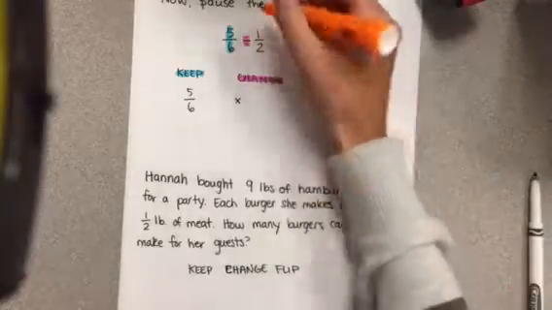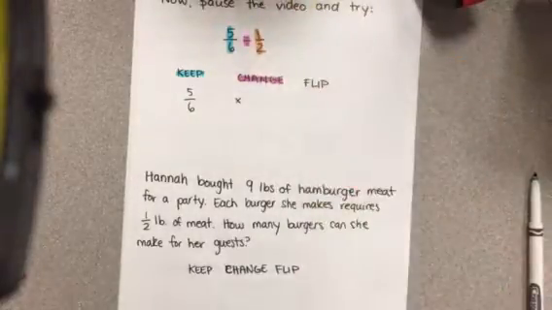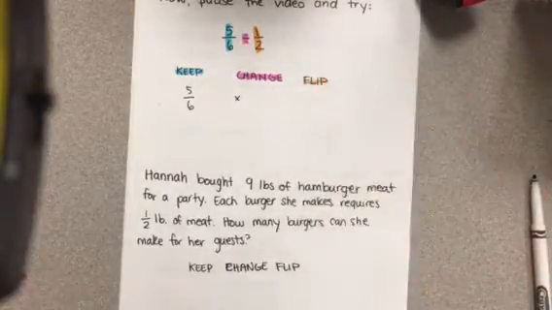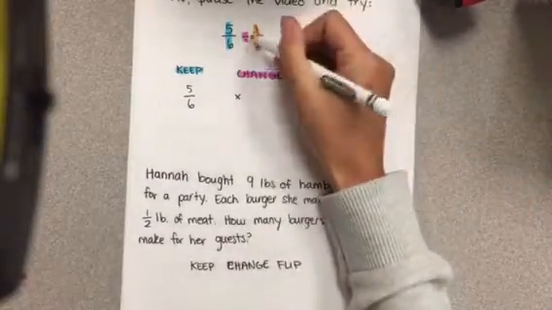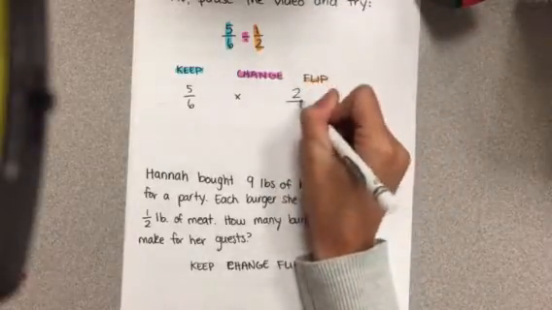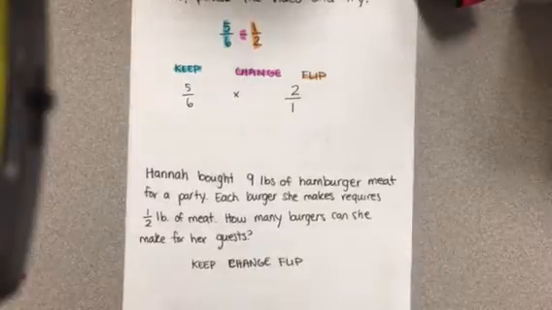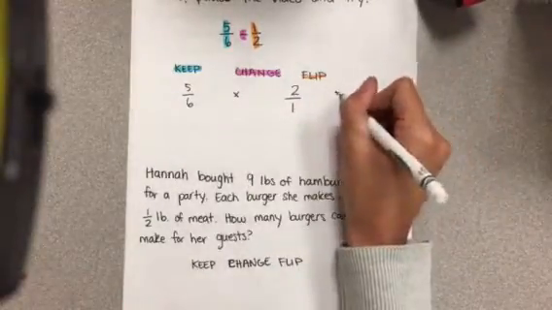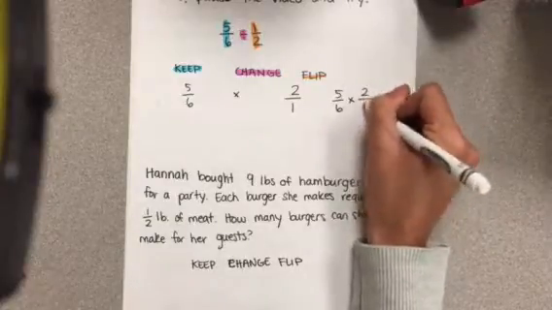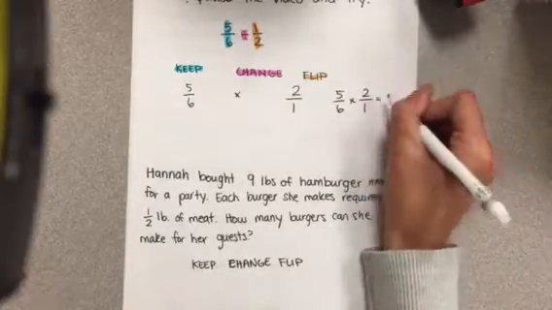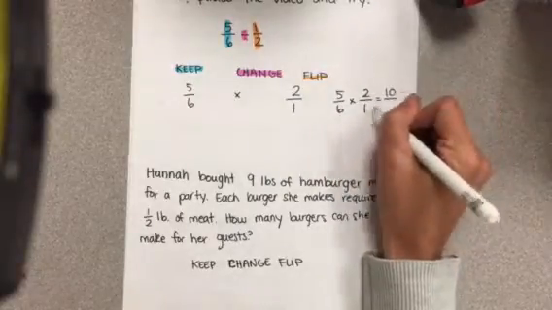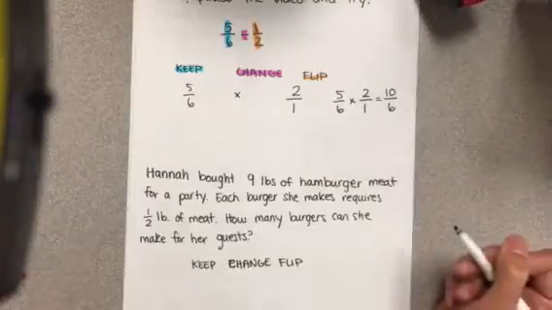And last, I want to find the reciprocal of this fraction right here, which is basically flipping 1/2 and making it into 2/1. Now I know that's spaced out quite a bit, but if I jam it all together, this now gives me the problem of 5/6 times 2/1. And if I multiply that across, I know that 5 times 2 is 10, and 6 times 1 is 6.